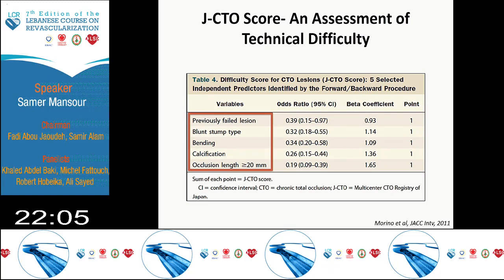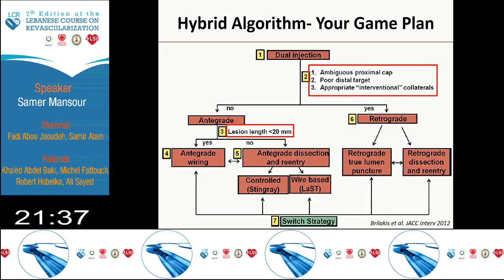And this is the Japanese CTO score. This score will determine the likelihood of success of the procedure, whether you will cross within 30 minutes or not. And as you can see here, there are 5 points that will give you a final score. The higher your score, the more complex is your CTO, and then you need to prepare to succeed in that CTO. You score for a previously failed lesion, blunt stump, bending, calcification, and a total occlusion length higher than 20 millimeters.